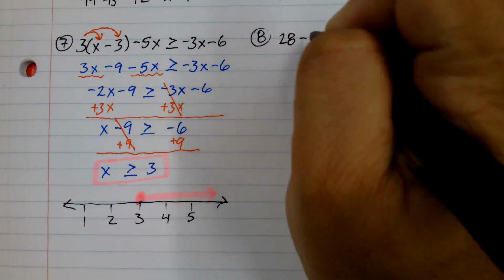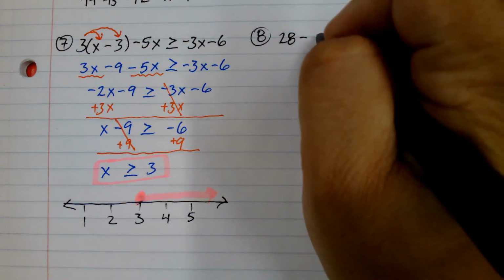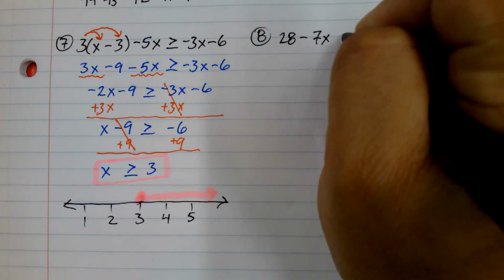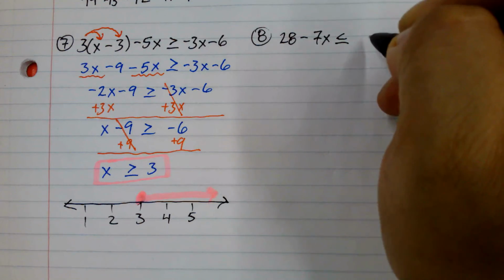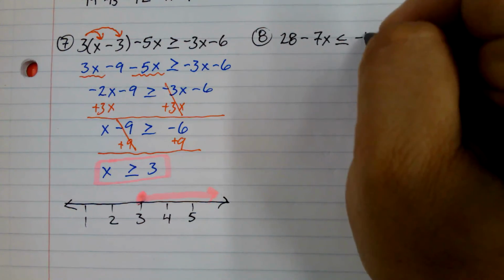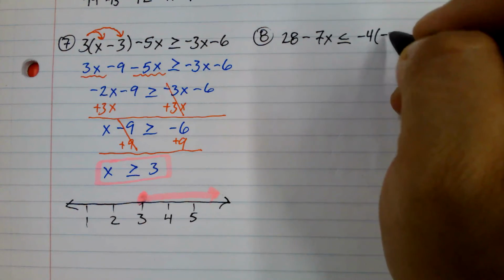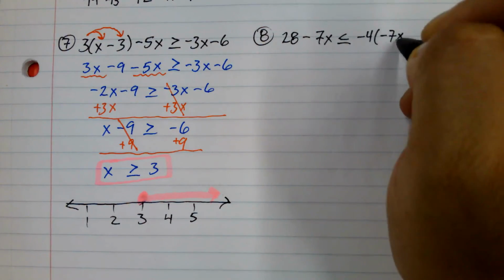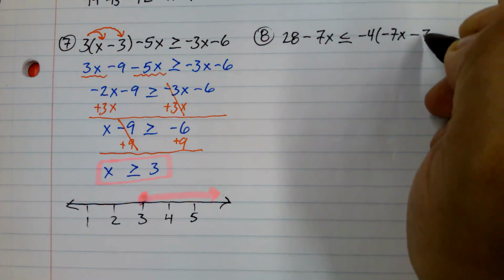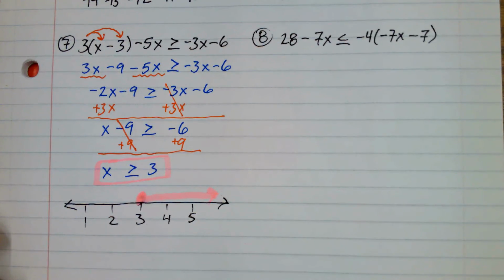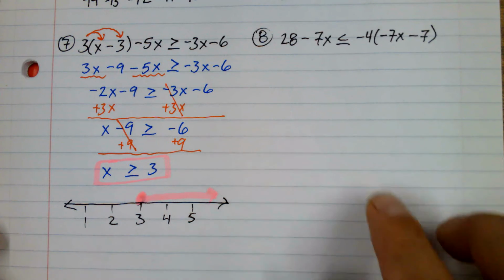28 minus 7x is less than or equal to negative 4 minus 7x minus 7. Okay? Go ahead and write that down.